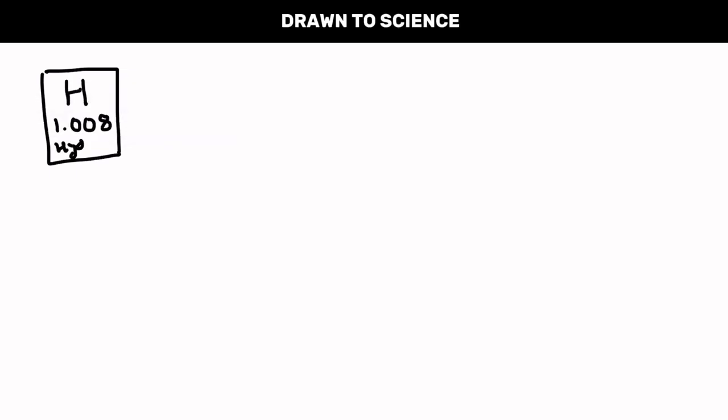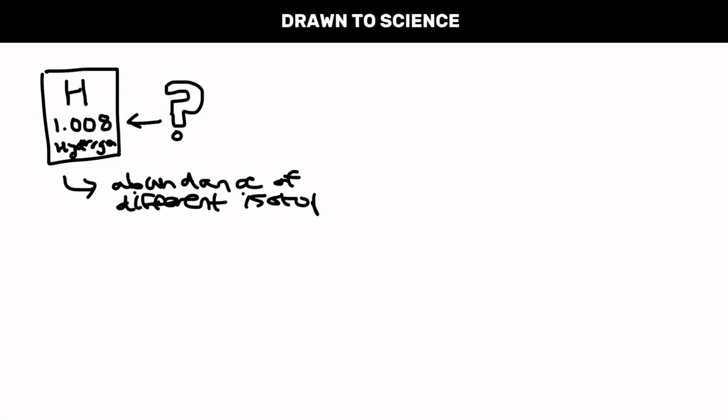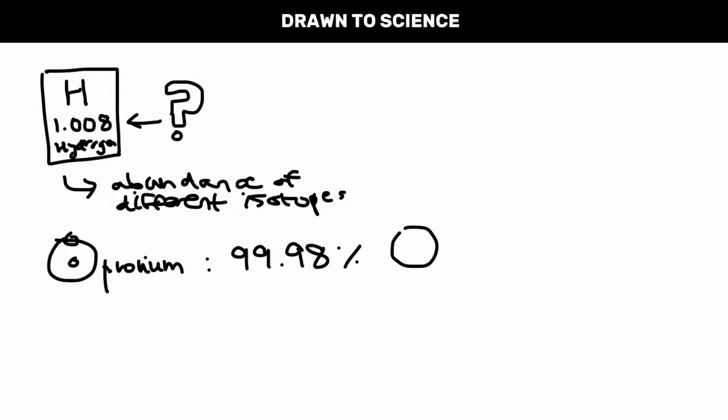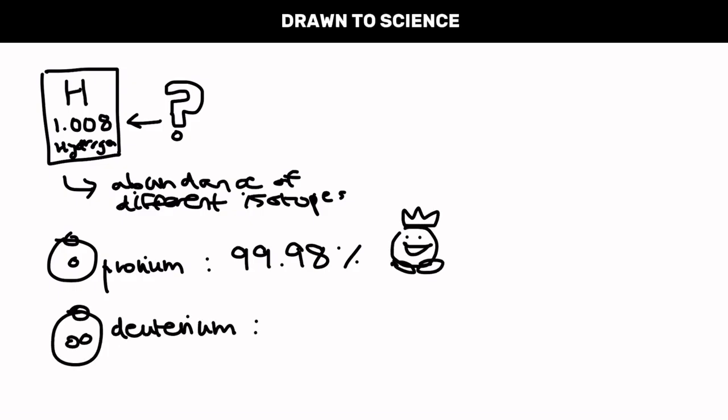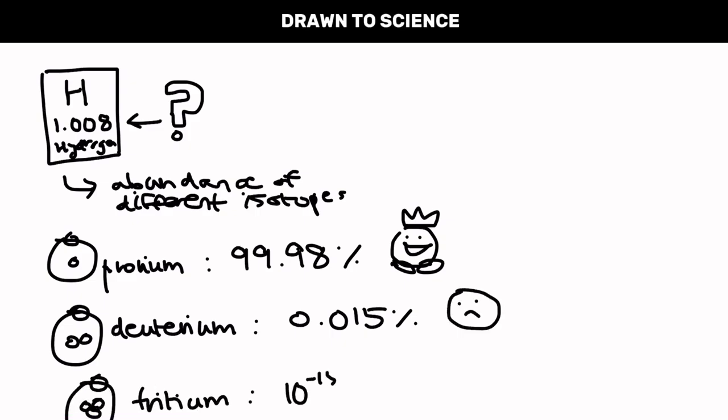If you look at a periodic table, you'll see that there's a mass number, and it's in decimals, usually long decimals. This is because this is the average of the atomic masses based on the abundance of the different isotopes. For hydrogen, it's really close to 1 because protium is 99.98% of all the isotopes of hydrogen, while deuterium is only 0.015% and tritium barely exists.